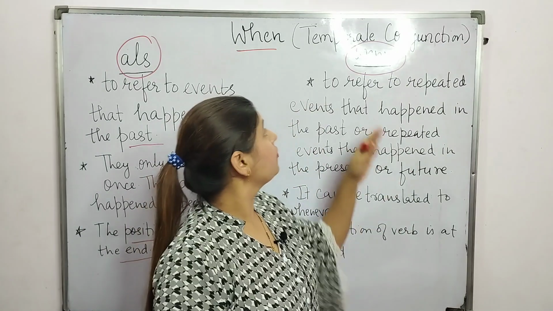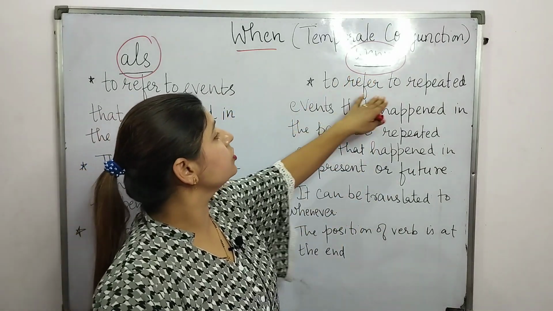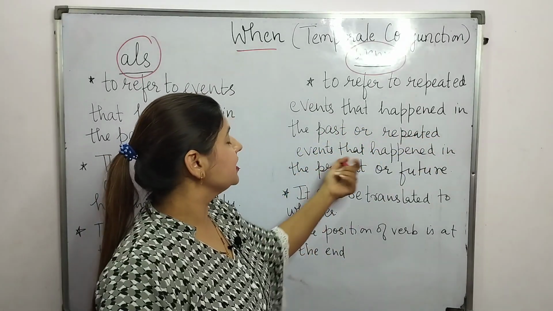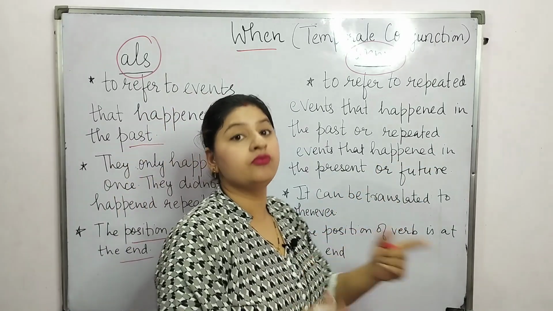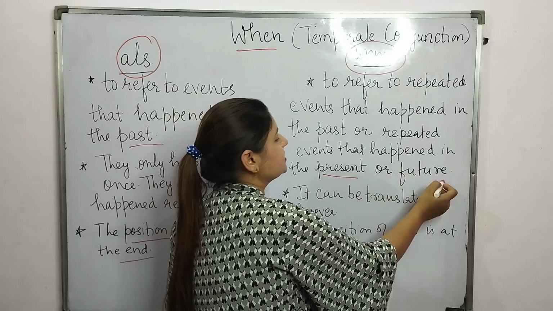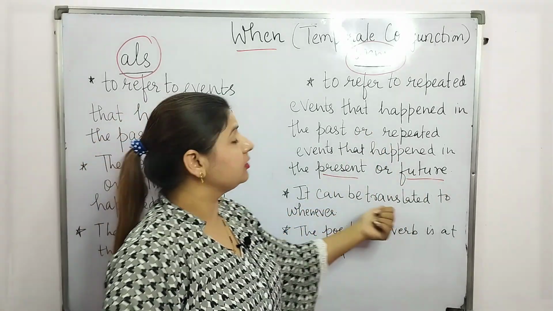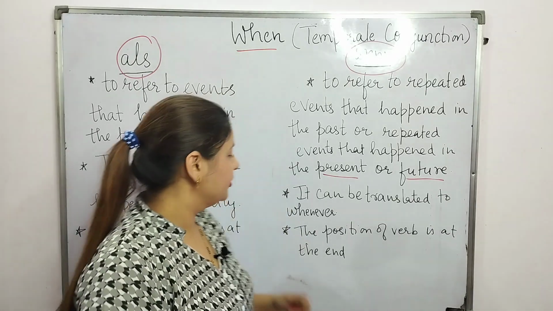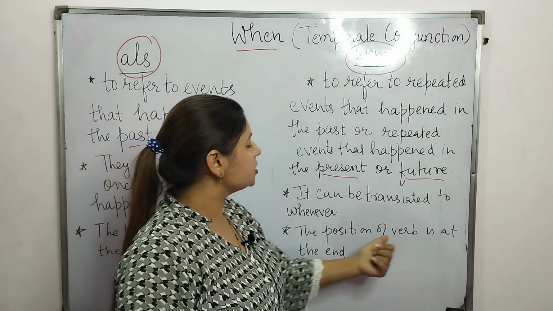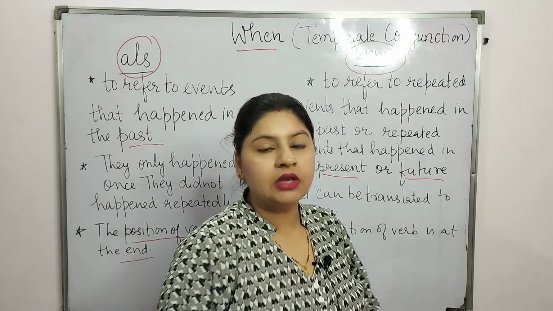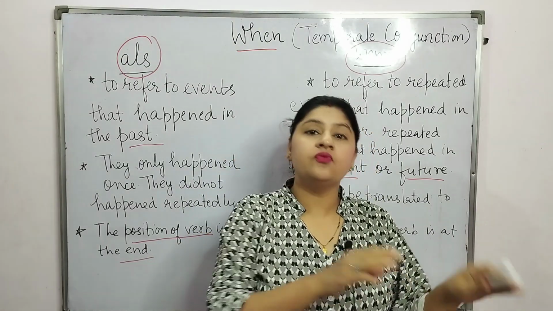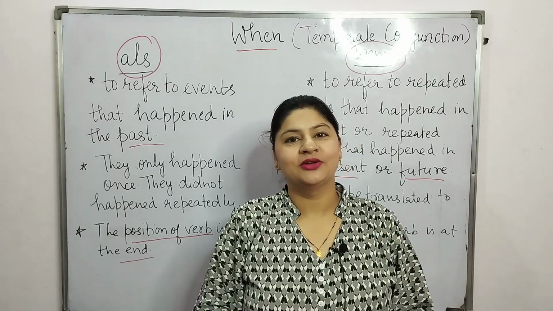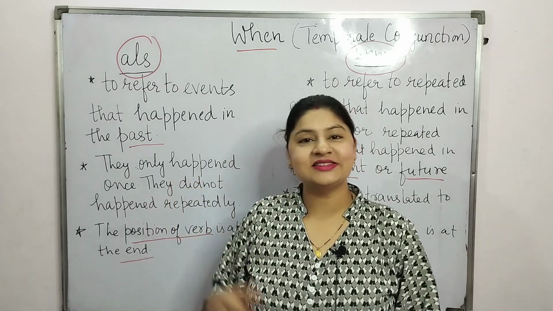Now, the rules for wenn. We use wenn to refer to repeated events that happen in the past, or repeated events that happen in the present or in future tense. So it can be translated to when or whenever. Similarly with als, the position of the verb is at the end. So when we use the conjunction als or the conjunction wenn, the position of the verb in both cases is at the end. So let's see some sentence structures for als.